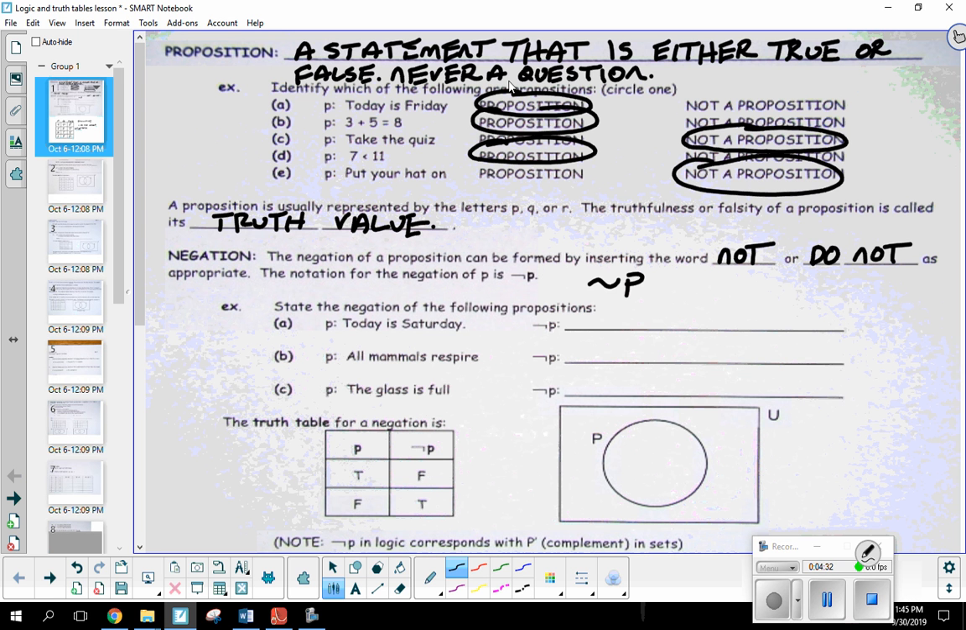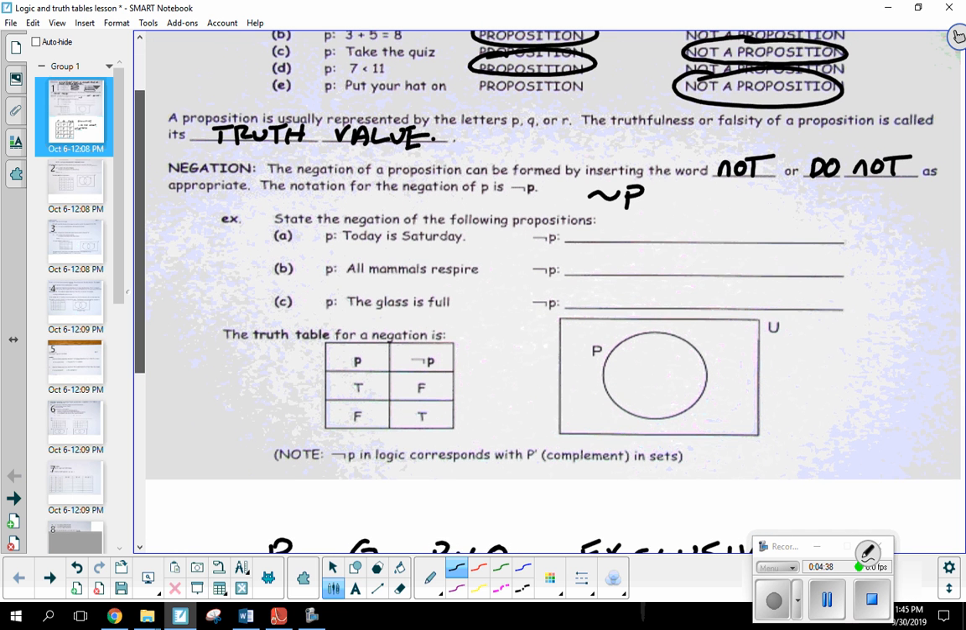State the negation of the following propositions. If the proposition states that today is Saturday, I'm going to say that today is not Saturday. That's the negation.